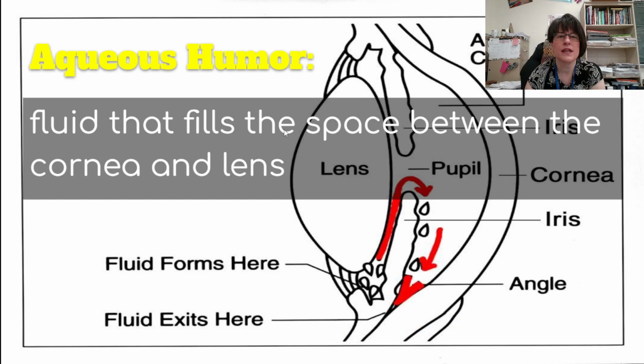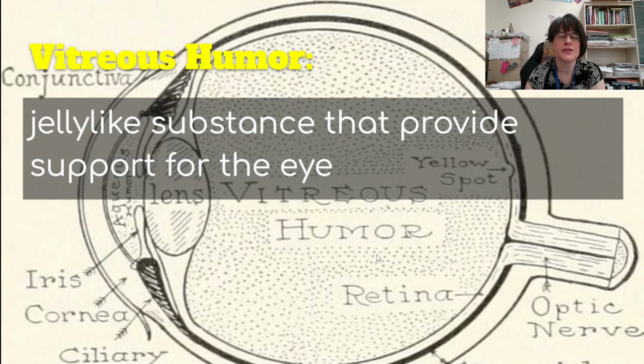There is a substance called the aqueous humor. This is fluid that fills the space between the cornea and the lens. And that is right here. And we're going to talk about glaucoma later when you have too much of that. There's the vitreous humor. It's a jelly-like substance that provides support for the eye. So it's back here. It fills in the rest of the eye back here. And the aqueous humor we can see is up here, and the vitreous humor back here. So an eyeball, if you were to squeeze it, the liquid that comes out for the most part is the vitreous humor.